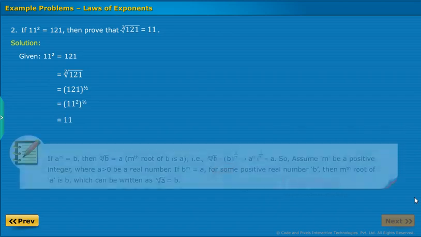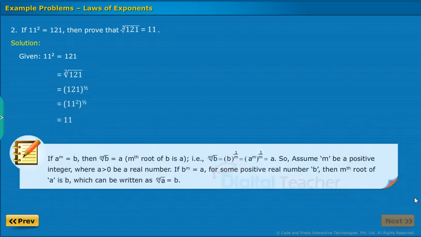Note: if a^m is equal to b, then the mth root of b is a. The mth root of b is equal to b^(1/m), which is equal to (a^m)^(1/m), that is equal to a. So, assume m is a positive integer and a greater than 0 is a real number. If b^m is equal to a for some positive real number b, then the mth root of a is b, which can be written as mth root of a equal to b.